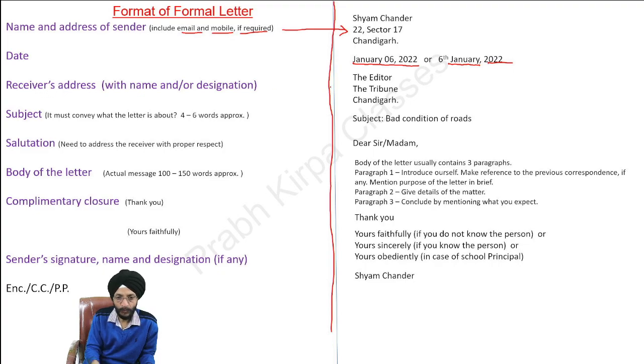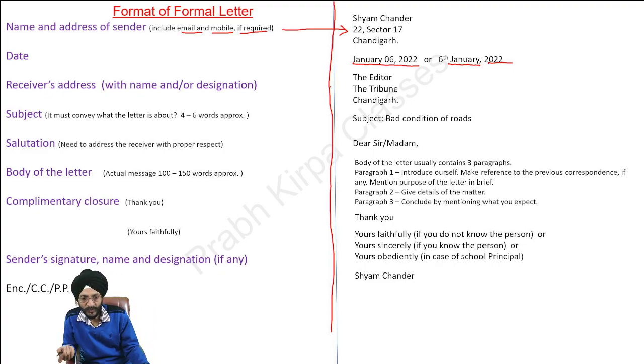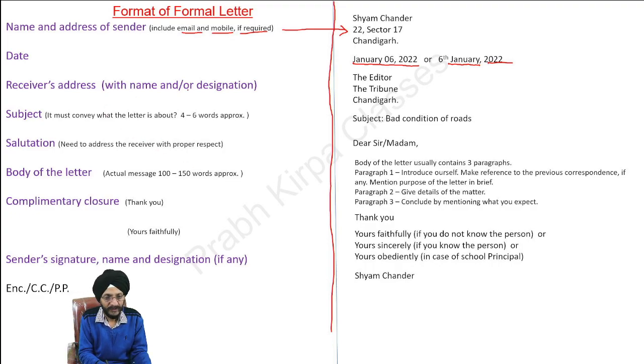Then suppose you are writing a letter to the editor of a newspaper, then you will write it here, the editor, the Tribune, Chandigarh. If you know his name, you may write the same. If you do not know, you may write the designation of the receiver, and you will also write the address. This is the receiver's address.